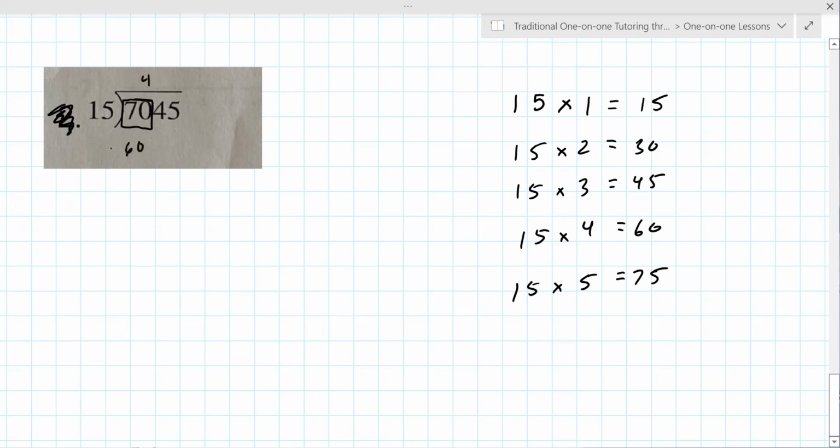4, 60, you subtract. Now this is where again, there's kind of a few other variations. You bring down at least 1 digit, but sometimes you've got to bring down more.